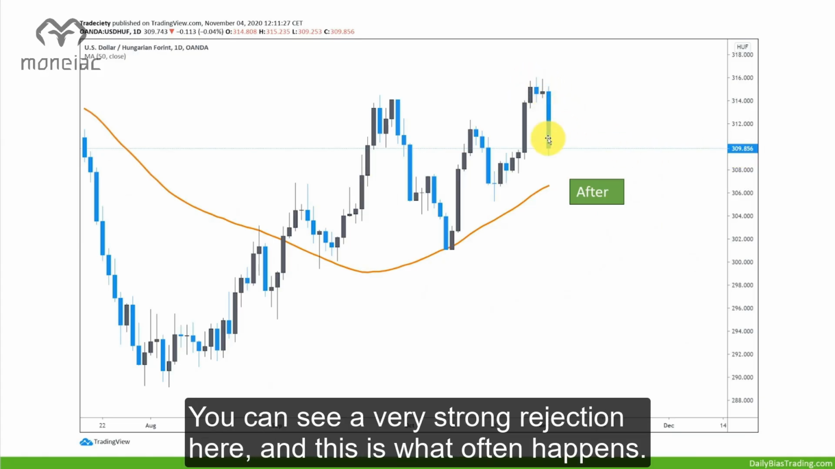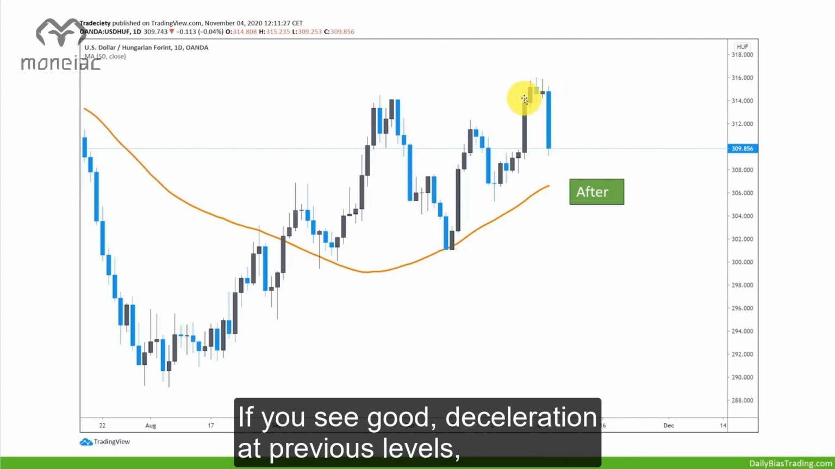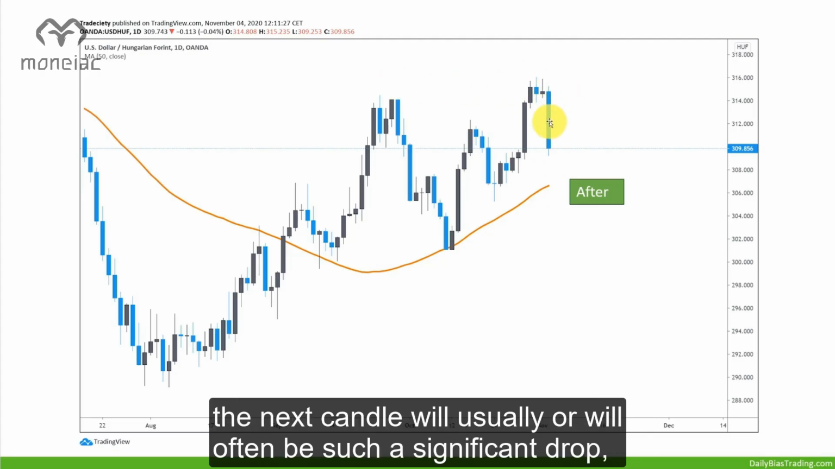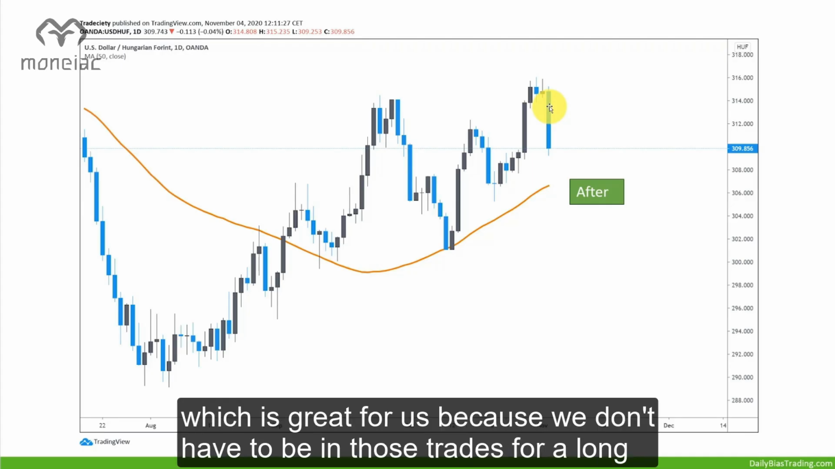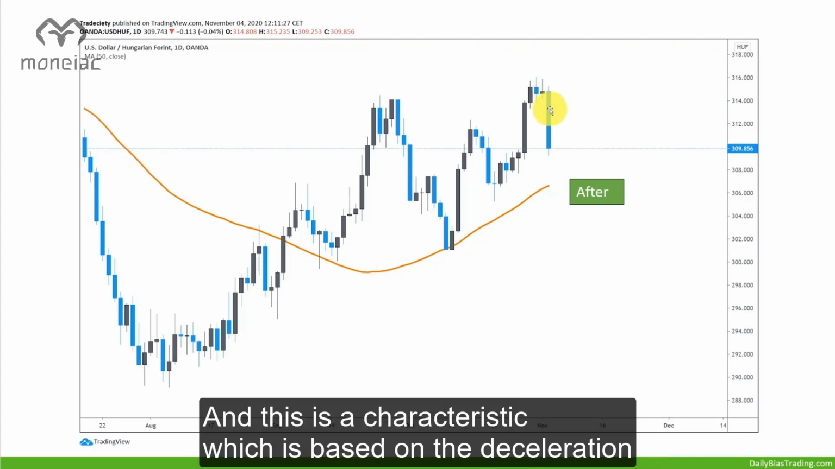You can see a very strong rejection here, and this is what often happens if you see good deceleration at previous levels. The next candle will often be such a significant drop, which is great for us because we don't have to be in those trades for a long time, and this is a characteristic which is based on the deceleration concept.